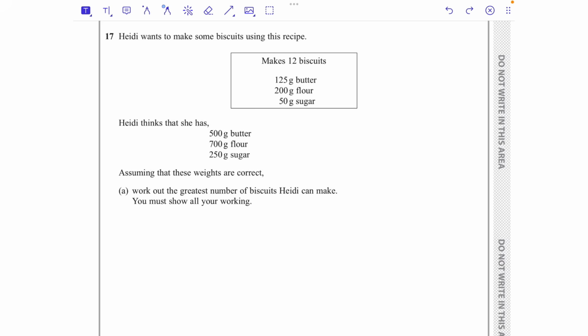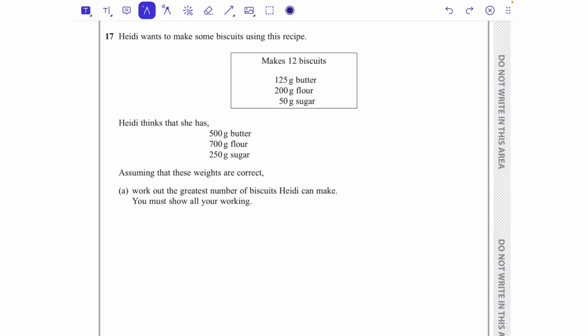For question number 17, it says Heidi wants to make some biscuits using this recipe. Heidi thinks that she has 500 grams of butter, 700 grams of flour, 250 grams of sugar, and we've got the recipe there for 12 biscuits. Assuming that these weights are correct, work out the greatest number of biscuits Heidi can make.